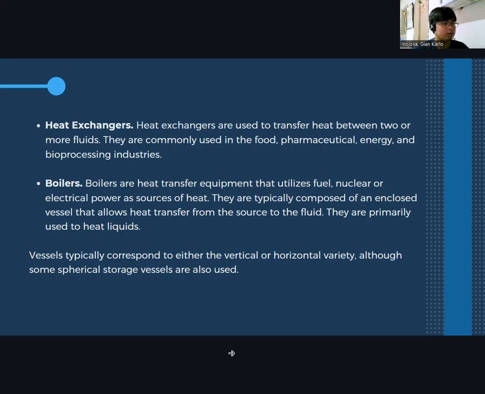Next are the boilers, which are heat transfer equipment that utilize fuel, nuclear, or electrical power as sources of heat. They are typically composed of an enclosed vessel that allows heat transfer from the source to the fluid, and they are primarily used to heat liquids. Vessels typically correspond to either the vertical or horizontal variety, although some spherical storage vessels are also used.